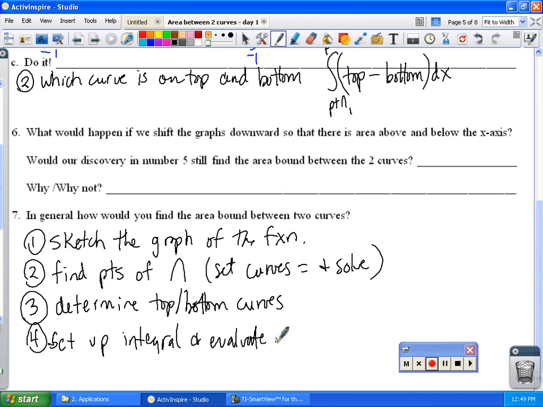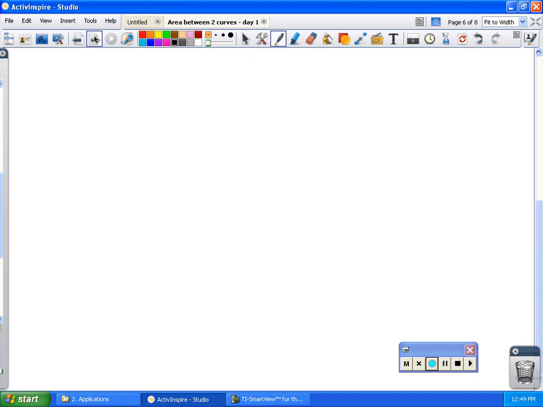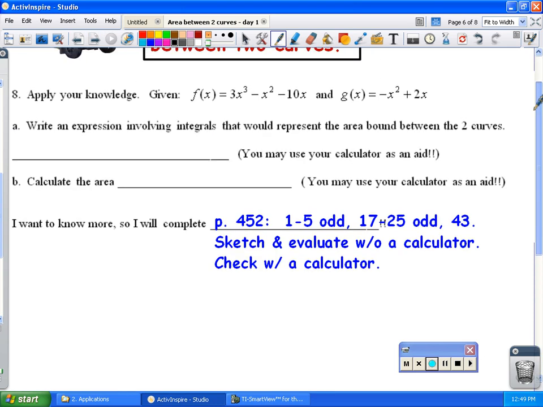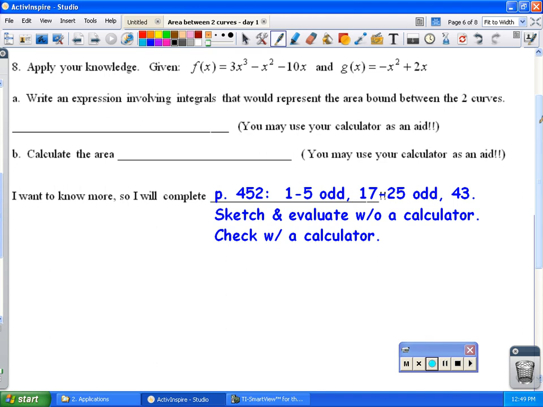Okay, pretty easy stuff. All right, let's look at the last problem that I'm going to have you consider today. And you will need a calculator for this problem once the page eventually turns. Where's my problem? Up at the top. All right, and you see your homework at the bottom. Apply your knowledge. We've been given a function named f. So again, I'll try to remember to go with the highlighting. f is going to be in blue, and g is going to be in red. So I have a cubic function in blue. The f function is a cubic, and the red function is a parabola. And we need to write an expression involving integrals that would represent the area bound between the two curves.